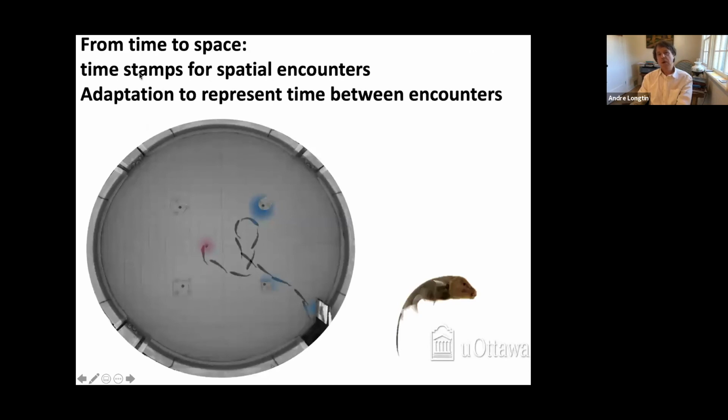Okay, so in particular, what we're talking about is going from time to space. So we have timestamps for spatial encounters. So I meet this landmark, I stamp it. I meet another one 10 seconds later, I stamp it. And so the adaptation will be representing the time between the encounters. And if you think about it, when you're navigating, there are landmarks that help you navigate.